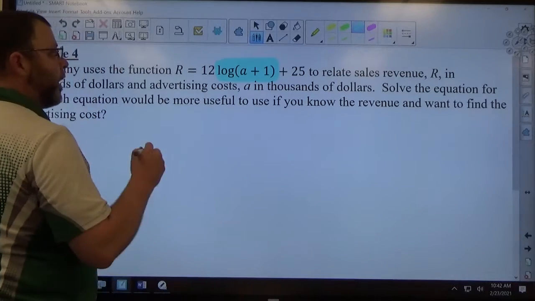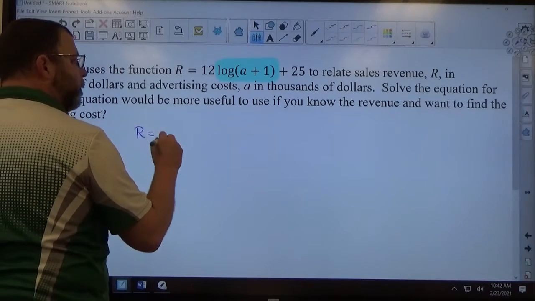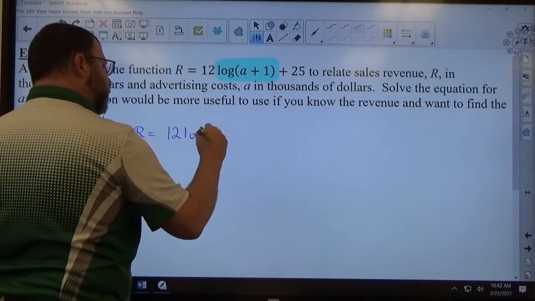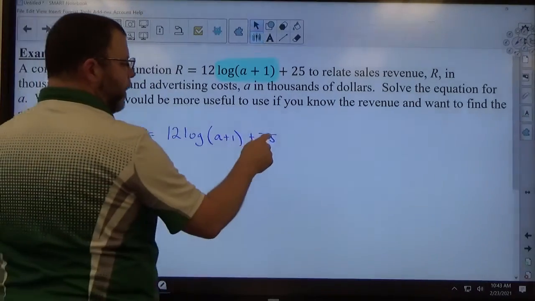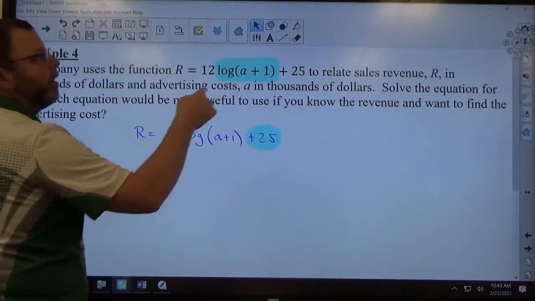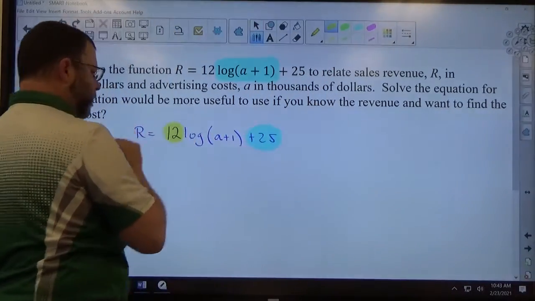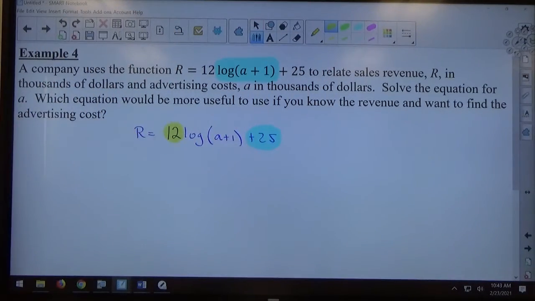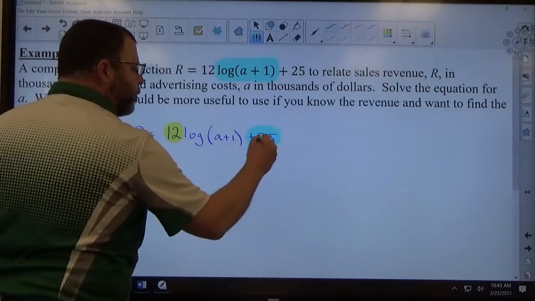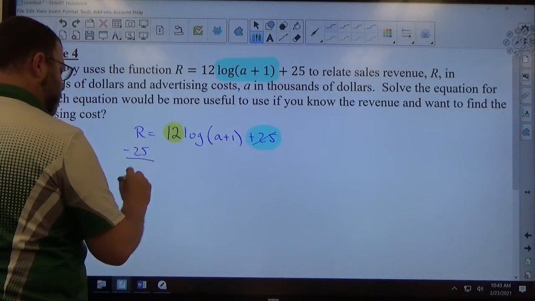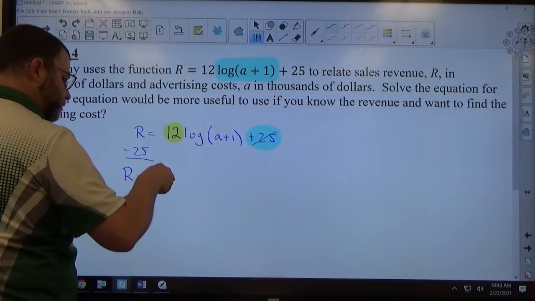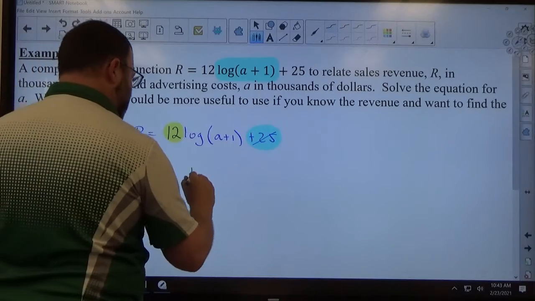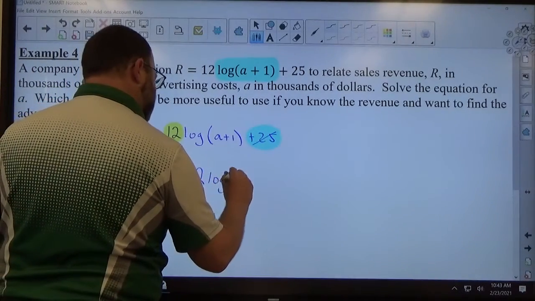So I'm going to get r equals 12 log of a plus 1 plus 25. Issue 1 is the plus 25 needs to come over to this side. And issue number 2, division by 12 to get rid of the 12. Always deal with a plus minus issue first and a multiplication division issue second. If I chop the plus 25, it comes over here negative 25. So r minus 25 is the best I can do there. And over here I still have 12 log of a plus 1.